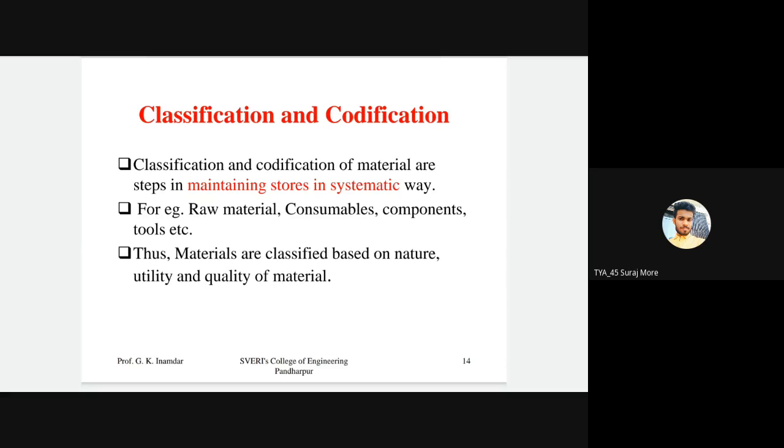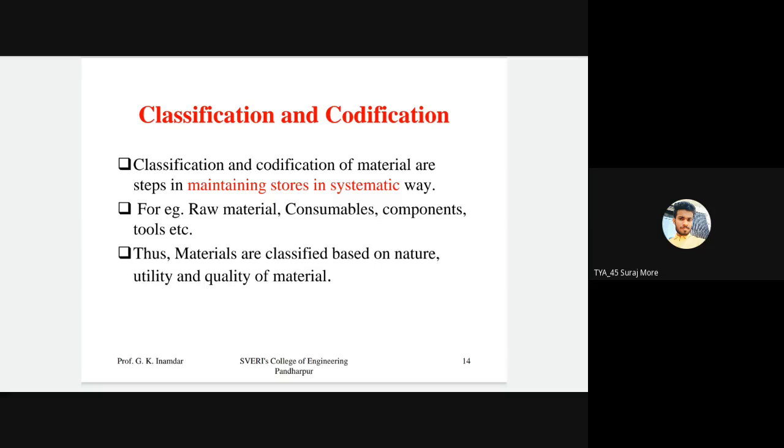Now what is classification? Material can be classified into raw materials, consumable stores, components, different spare parts, and different tools. Giving the nomenclature to them is codification, and classification is the different types there are for manufacturing, if you consider the manufacturing industry.